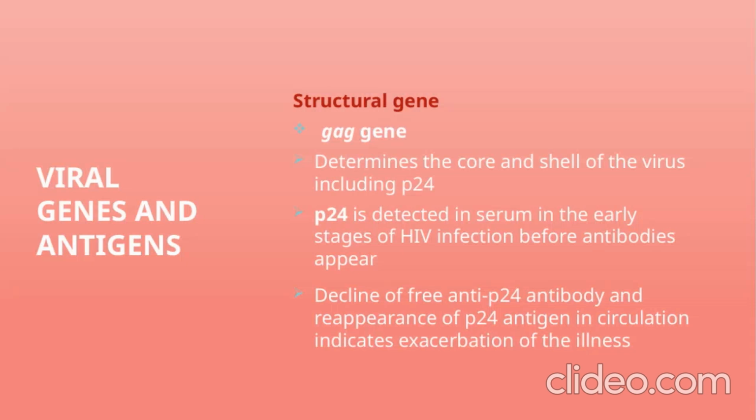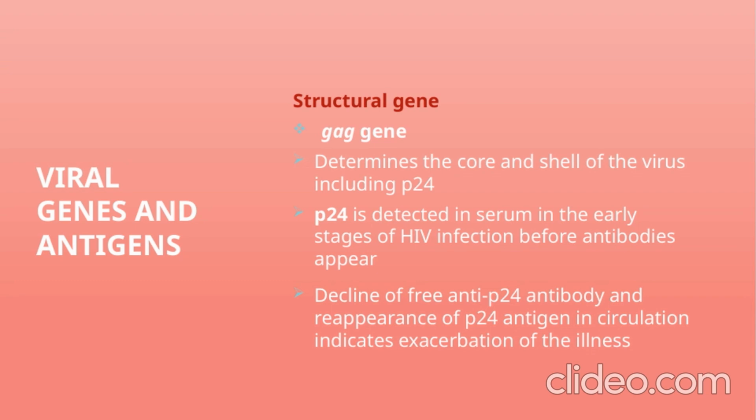Let's take a closer look at the structural gene, specifically the GAG gene. This gene plays a crucial role because it determines the core and shell of the virus, including a protein called P24. Now, P24 is particularly important because it can be detected in the serum during the early stages of HIV infection, even before the body starts producing detectable antibodies. This makes P24 a useful marker for early diagnosis.